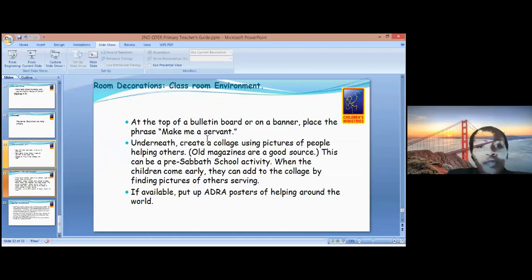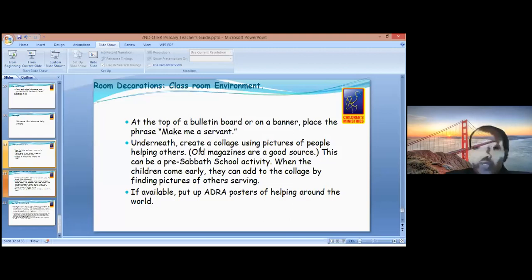When we look at the room decorations, we can also try to customize. Here we're told that at the top of the bulletin board or a banner, there's a phrase, "Make me a servant. Make me a servant." Underneath, create a collage using pictures of people helping others. You can create your environment. You can customize. That is if you read the lesson in the course of the week.